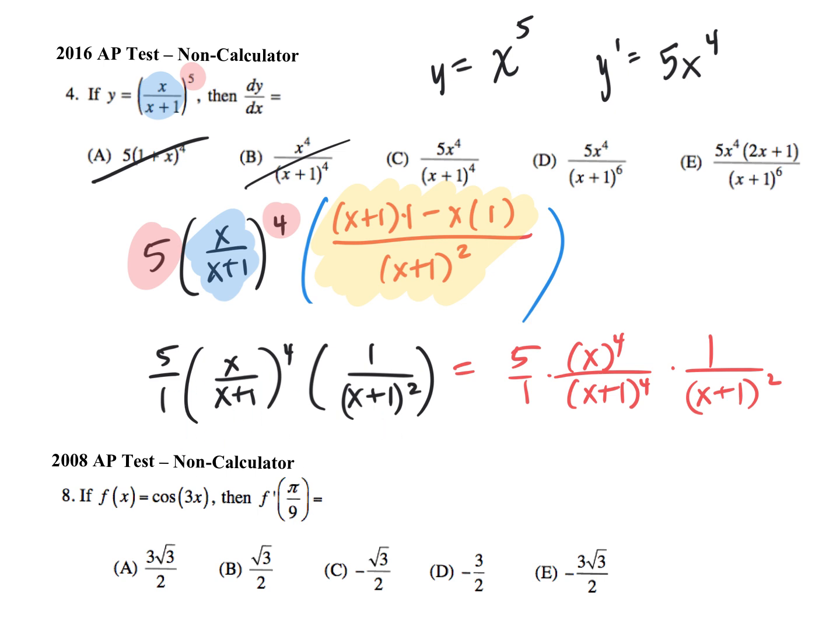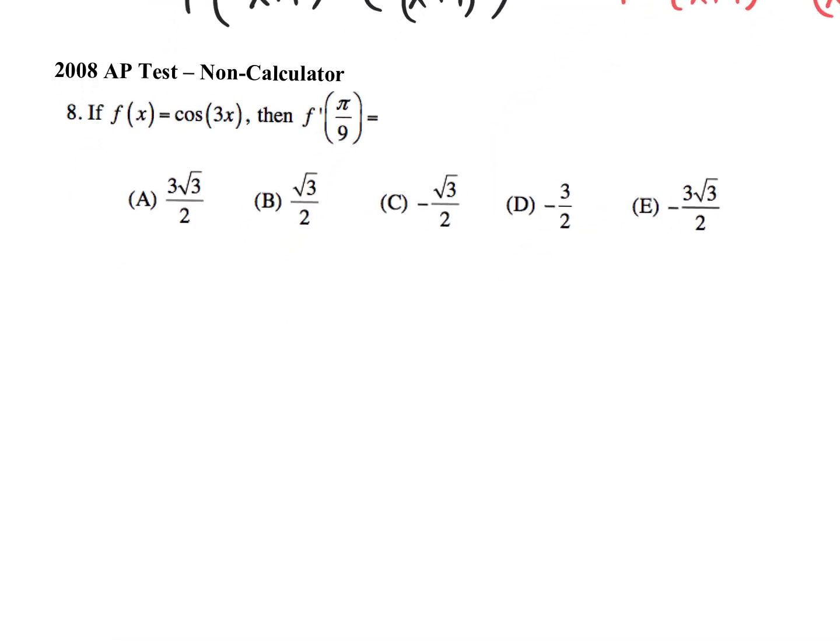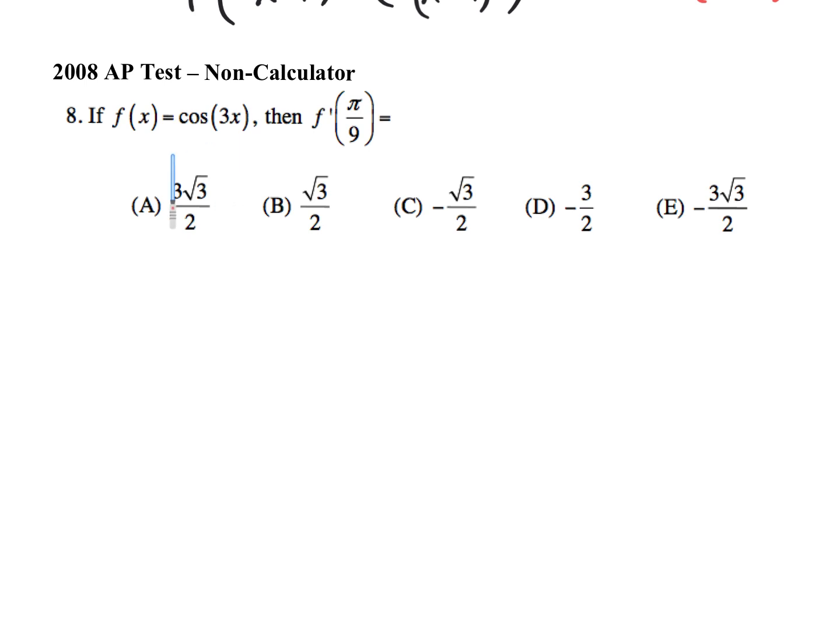To go from this black step to this red step, I just separated this x to the 4th. I took x to the 4th over x plus 1 to the 4th. Boom, boom. Is that looking like an answer? Yeah. Is it going to be x plus 1 to the 8th or to the 6th, do you think? 6th. Yeah, you add those exponents. Final answer, A, B, C, D, or E? D. Okay.